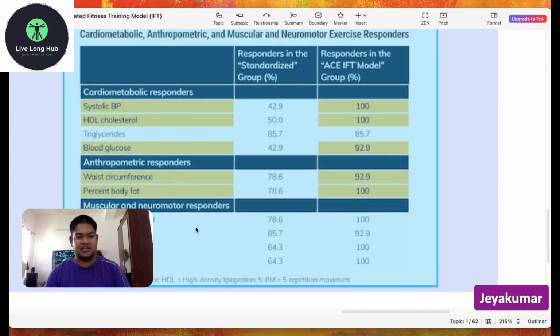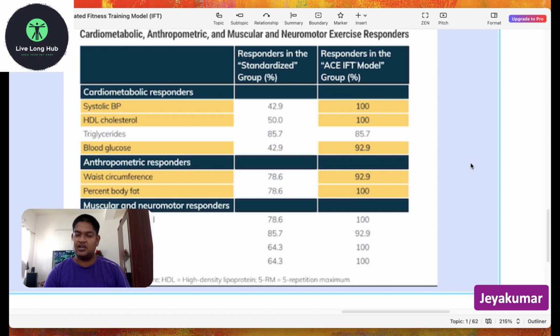Also, the muscular parameters like right and left flex toe stand. Also, the bench press and leg press, the 5 repetition is being done, and how the performance is. So overall, the ACE IFT model group had a great benefit in all the three aspects. So now it'll be very clear for you why we are sweating in the gym.